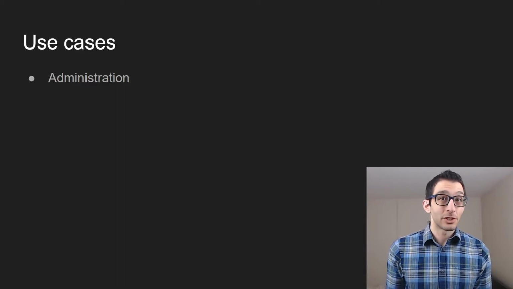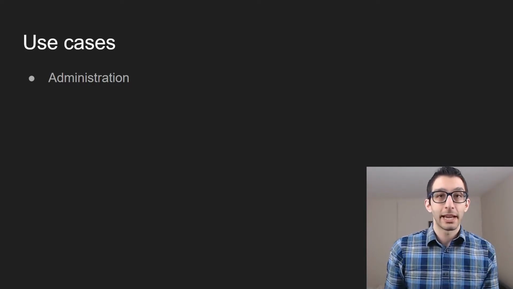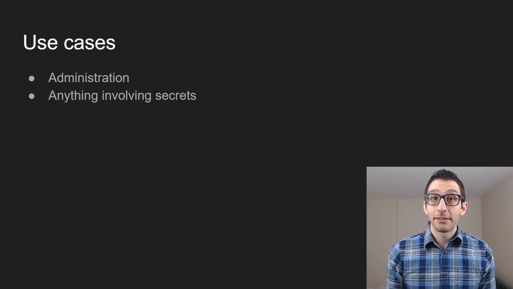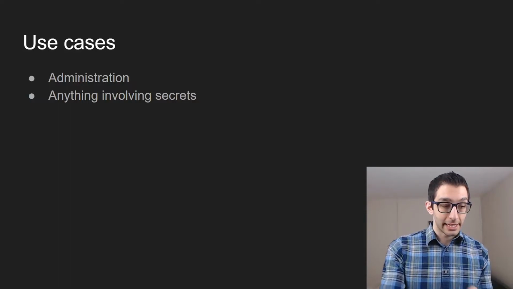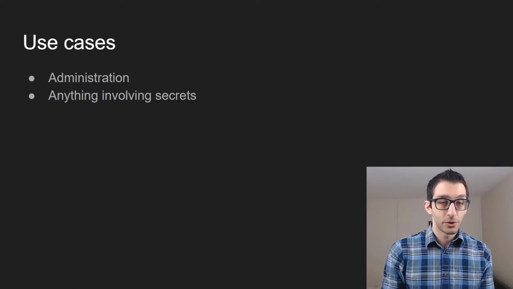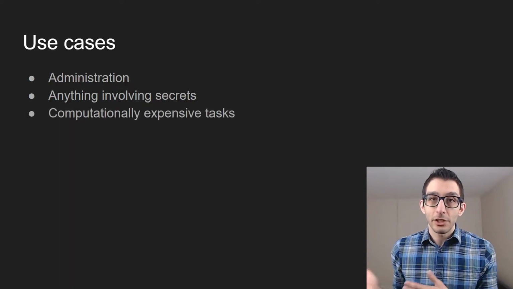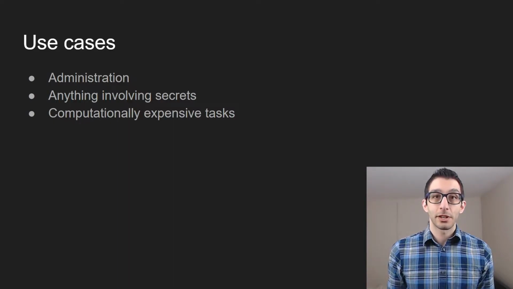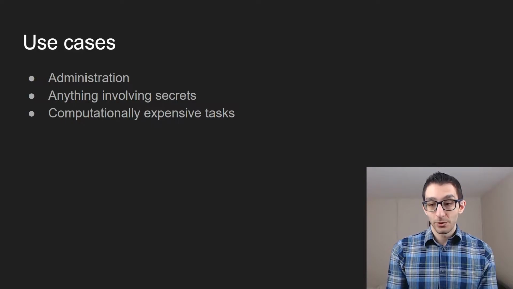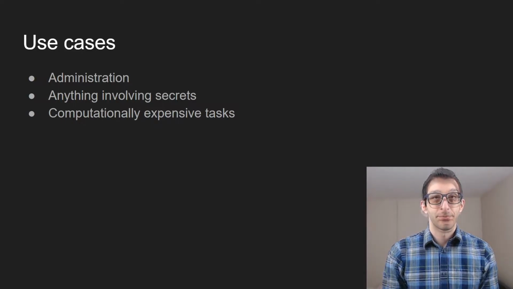One is anything administrative. So for example, backing up the database or sending an email to yourself with metrics or to your users with a daily digest, let's say. Anything involving secrets, you don't want authentication information or payment information to be on the client, so you would do that through Cloud Functions. And then any computationally expensive tasks, you technically could do this on the client, but Cloud Functions can run for up to 9 minutes. So let's say you were doing something like video encoding and users are typically on their phones, you probably want to offload that to Cloud Functions.